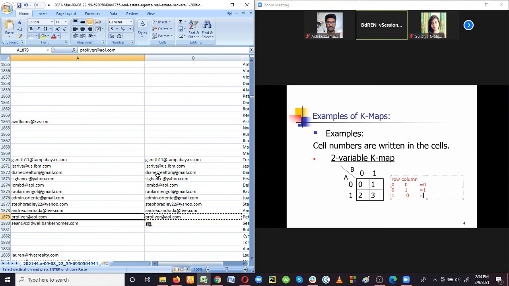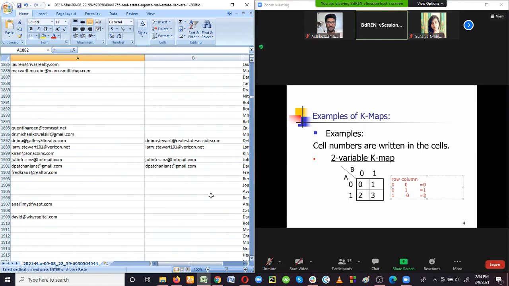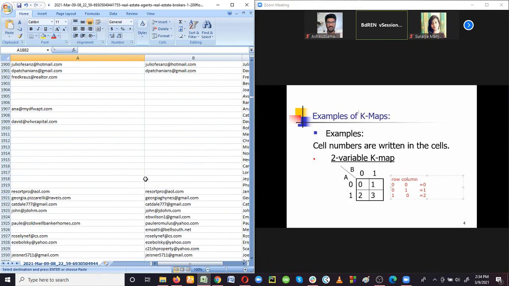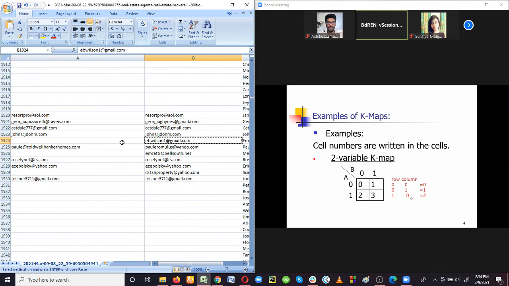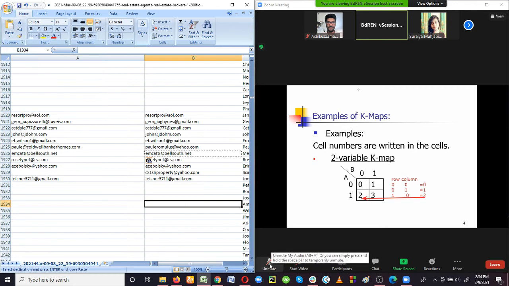0, 1. If we convert 0, 1 into decimal, what will be the value? 2. So observe, 0, 1 is equal to 2, this is written. Did you understand how the map is constructed? Yes, ma'am.